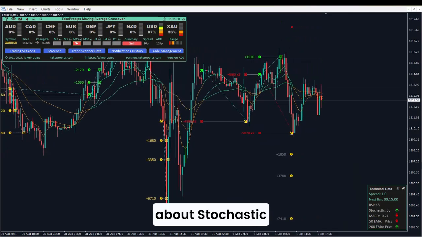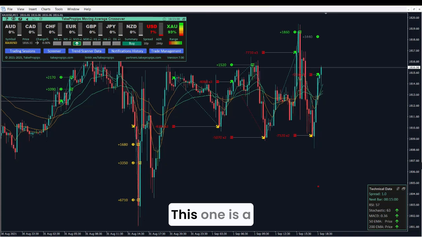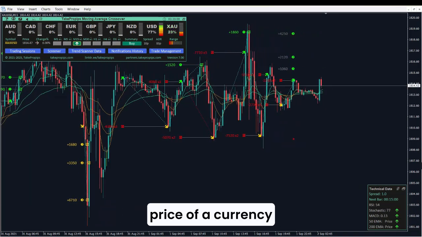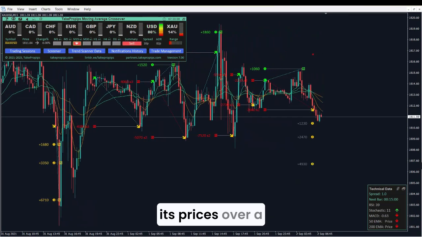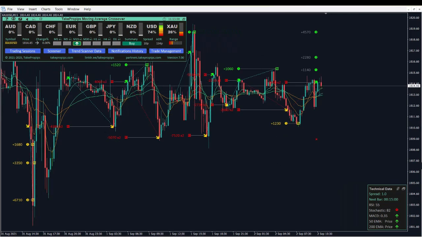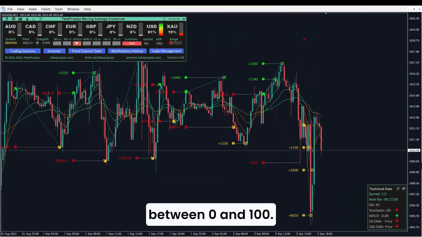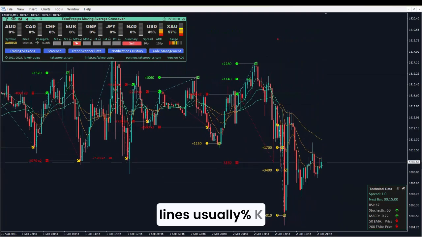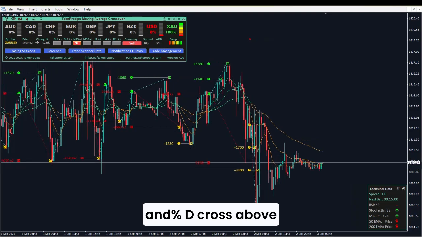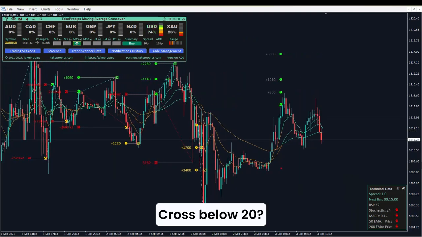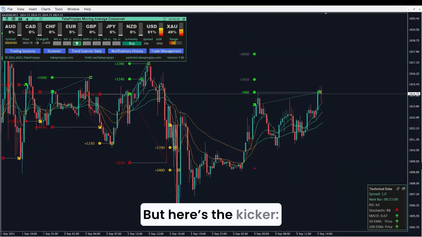Next, let's talk about the stochastic oscillator. This one is a momentum indicator that compares a particular closing price of a currency pair to a range of its prices over a certain period. Just like RSI, it gives you values between 0 and 100. When the stochastic lines, usually %K and %D, cross above 80, it's typically overbought. Cross below 20, oversold.